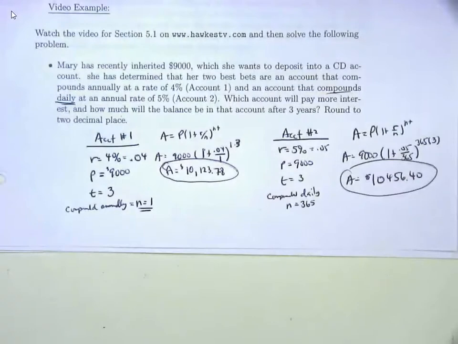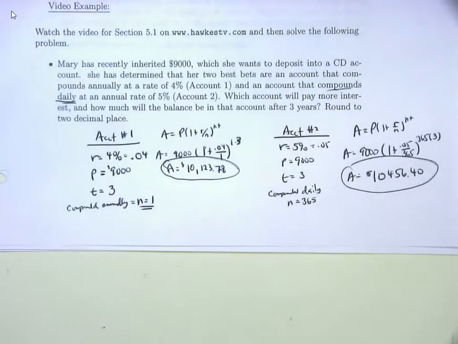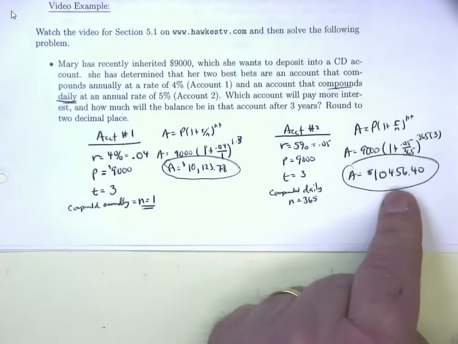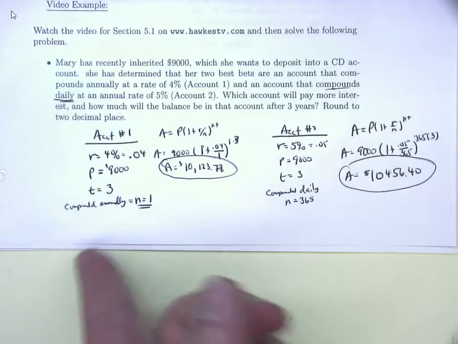What's the difference between these two accounts? I mean, this one would earn $1,456.40 worth of interest, but when you compare the two accounts, it's a no-brainer. This account made what? About $330 more than this account?